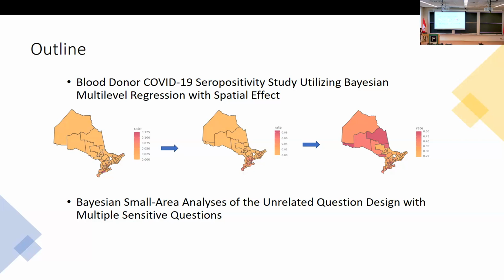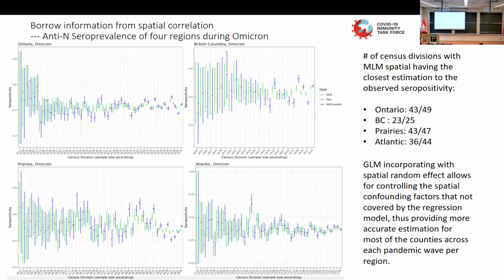So that first one is the current result we have achieved for analyzing the N-protein seropositivity across all the regions in Canada. And we achieved a higher accuracy in estimation for the seropositivity. And this is joint work in collaboration with Canadian Blood Services and also the CITF during the pandemic.